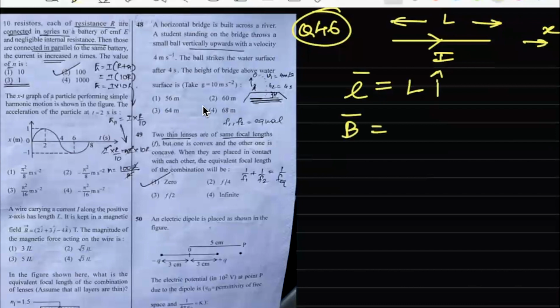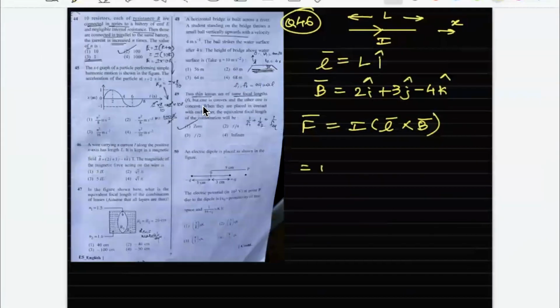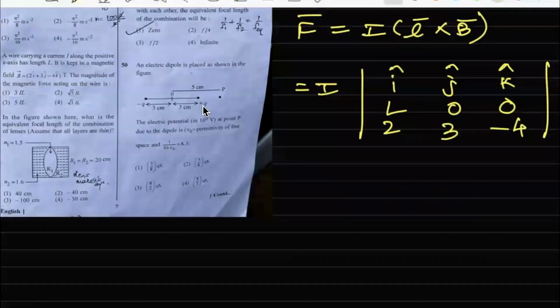So now B bar is 2I plus 3J minus 4K. What is the magnitude of the magnetic force? So the formula for force is F bar is I L bar cross B bar. That's all I have to do. So keep I outside. I J K. What is L bar? L bar is L I cap, 0 J, 0 K. B is 2I, 3J, minus 4K. Right.